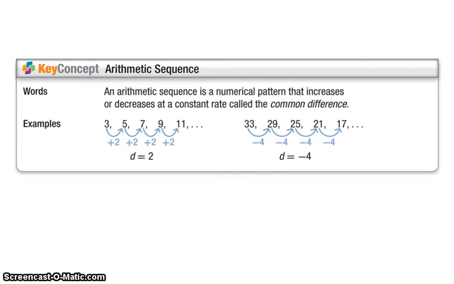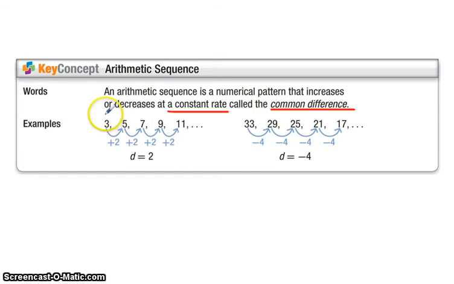Okay, so what exactly is an arithmetic sequence? An arithmetic sequence is a numerical pattern that increases or decreases at a constant rate, called the common difference. So right here, this kind of gives you an idea of where this linear function comes from. We're talking about constant rate. And when we're talking about sequences, it's called the common difference.